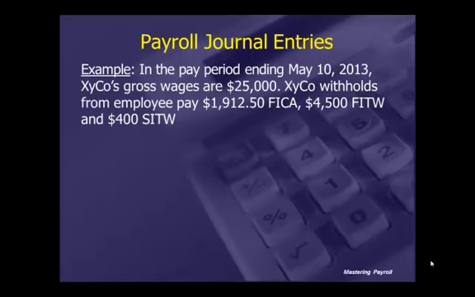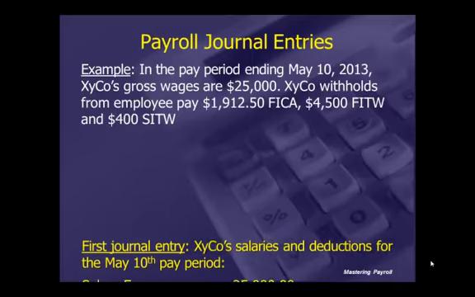Here's an example. In the pay period ending May 10th, 2013, Zyco's gross wages are $25,000. Zyco withholds from employee pay $1,912.50 in FICA, $4,500 in federal income tax withholding, and $400 in state income tax withholding.